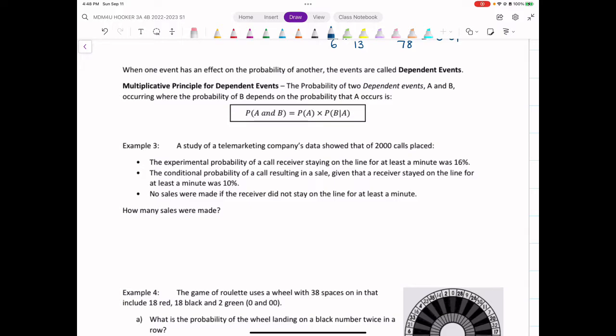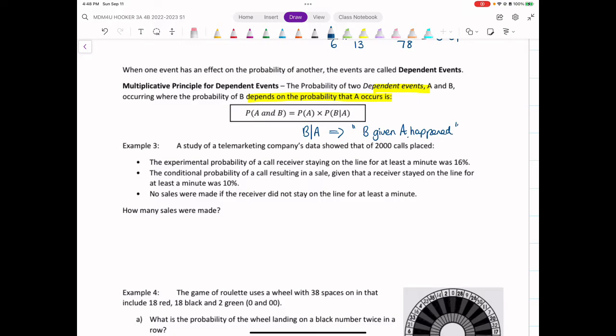So let's take a look at the formula first and then we'll explain what happens. The probability of 2 dependent events, A and B, occurring, where the probability of B depends on A occurring, is this. The probability of both A and B is the probability of event A happening times the probability of event B happening given A has happened. So let's write that out. B line A, or B slash A, basically means the probability of B given A happened. Okay, B given A.